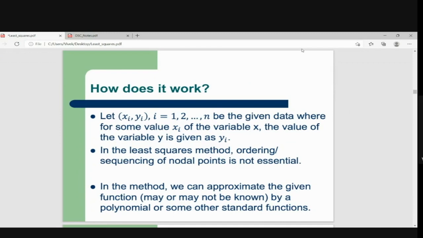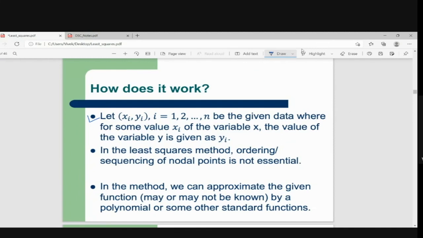Now the question is how it works. Let's say I have a large number of data points, given to me as x1, y1, x2, y2, up to xn, yn. So n data points are given, where for some values xi of the variable x, the value of the variable y is given as yi. Now if I take this as my x-axis and this as my y-axis.